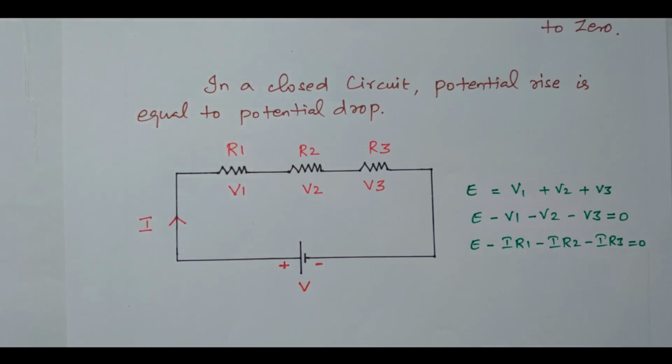So in this video we discussed Kirchhoff's current law and voltage law. For Kirchhoff's current law, what we need is a node. We are analyzing the incoming current and outgoing current. Kirchhoff's voltage law is applied in a closed path. We are dealing with the potential rise and potential drop in a closed path.